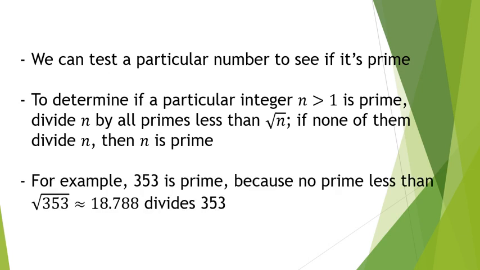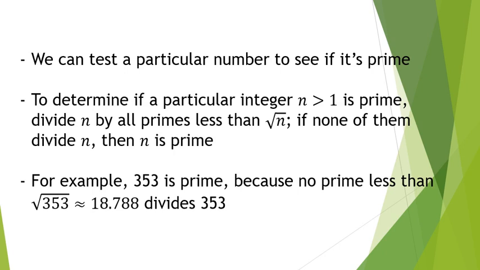So one example here, the number 353 is a prime because no primes less than the square root of 353, which is just under 19, nicely divide 353. Our primes less than 19 are 2, 3, 5, 7, 11, 13, and 17. And if you try to divide 353 by each of those primes on their own, you are not going to get a whole number.